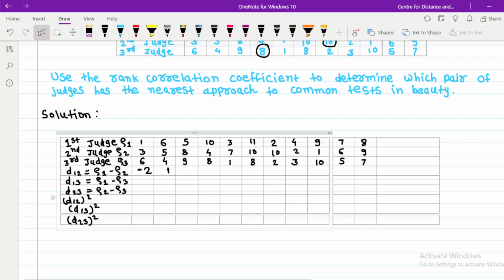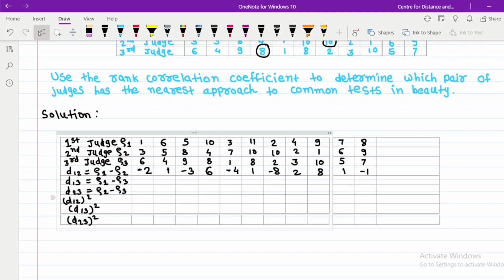5 minus 8 is equal to minus 3, 10 minus 4 is equal to 6, 3 minus 7 is equal to minus 4, 11 minus 10 is equal to 1, 2 minus 10 is equal to minus 8, 4 minus 2 is equal to 2, 9 minus 1 is equal to 8, 7 minus 6 is equal to 1, 8 minus 9 is equal to minus 1.